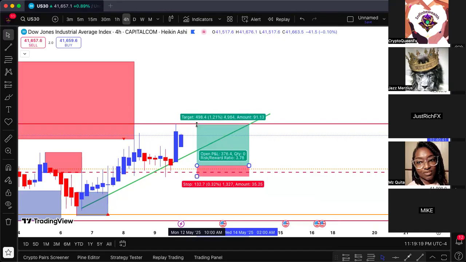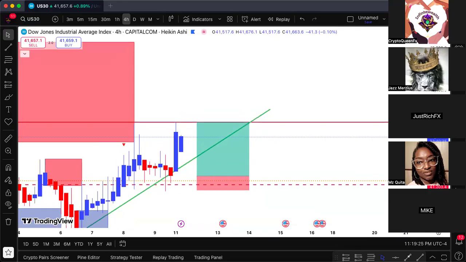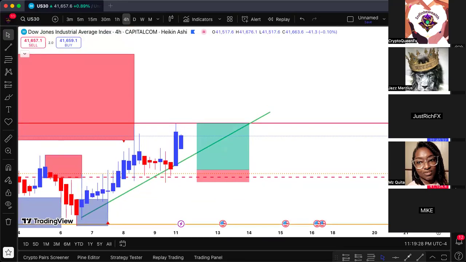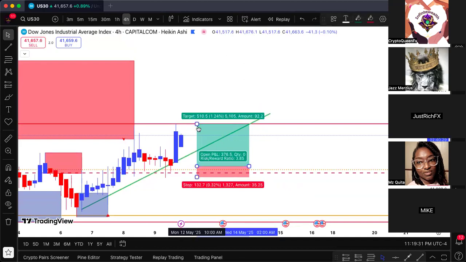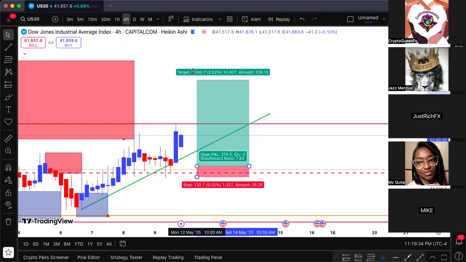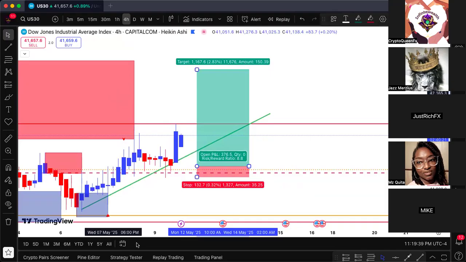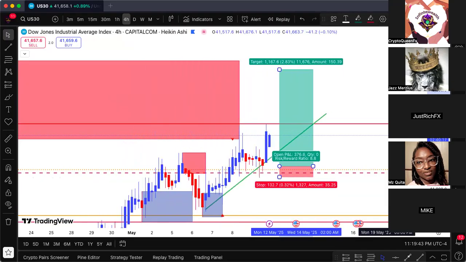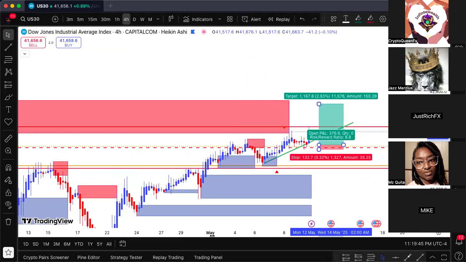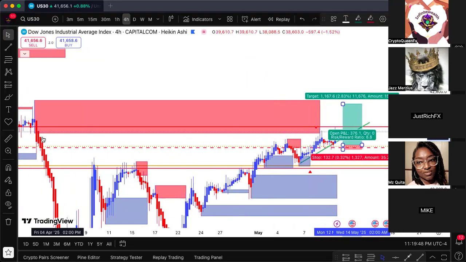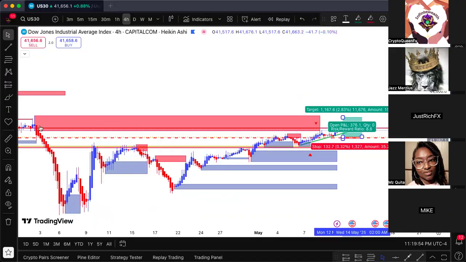Your first take profit would be here. That's your weekly high for the US 30. Your second profit target would be for it to break out of this sell order block here, because this is a heavy volume sell area, based off the volume of selling that came out of this order block. Heavy volumes of sell came from this area.